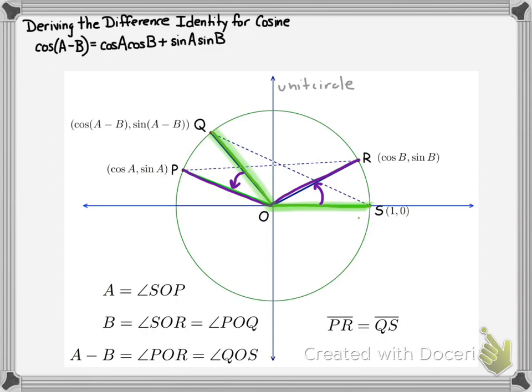So I'd like for you to, if you want to, pause the video and convince yourself that angle SOQ is exactly equal to angle ROP. And if you believe that those two angles are exactly the same, then that means that these diagonal lines cutting across the openings of those angles are also going to be equal, which means that the segment PR is equal to the segment QS.